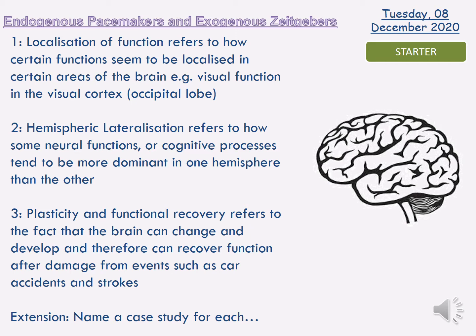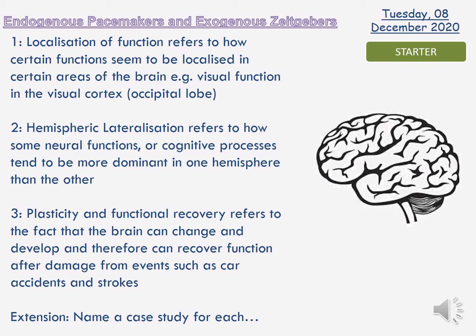There are also other examples of localization of function, such as Hubel and Wiesel and sewing the cat's eyes shut. With regards to hemispheric lateralization, that's how some of the neural functions or cognitive processes tend to be more dominant in one hemisphere than the other. For this, you should have referred to Sperry and Gazzaniga and their split brain exercises.